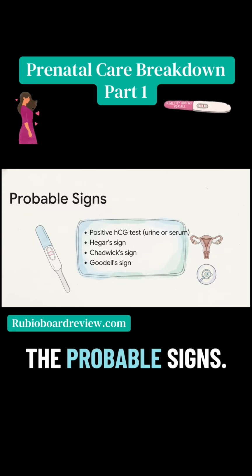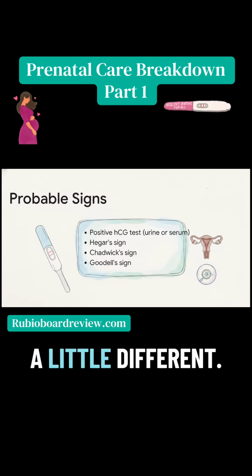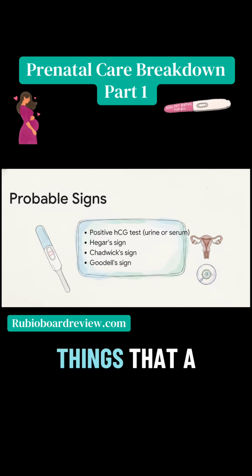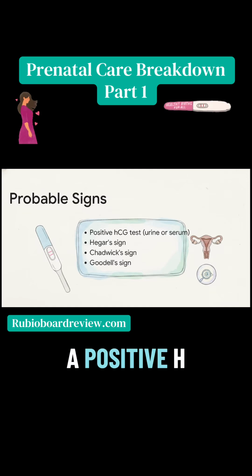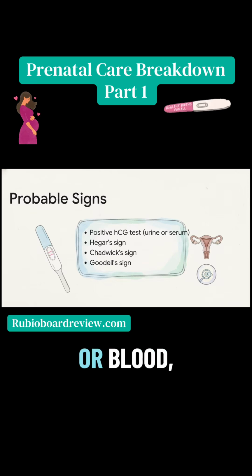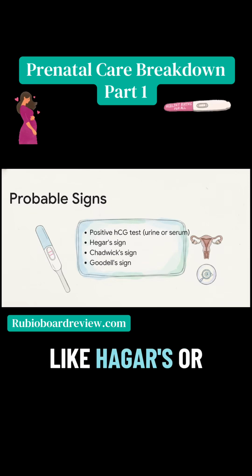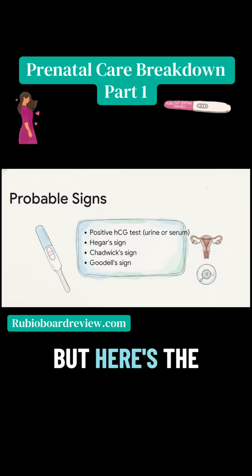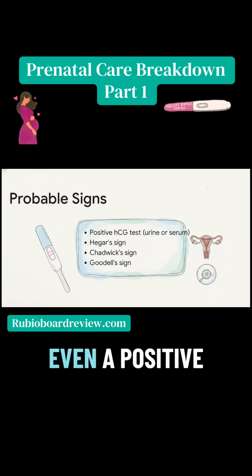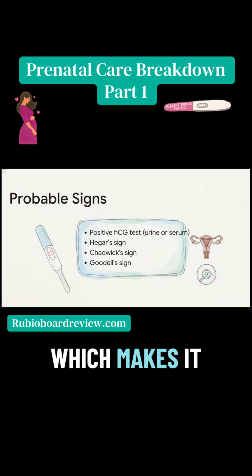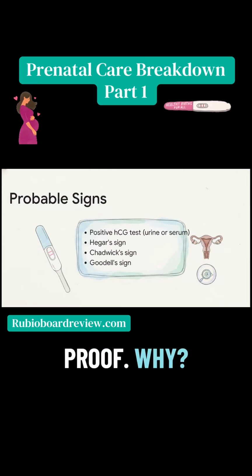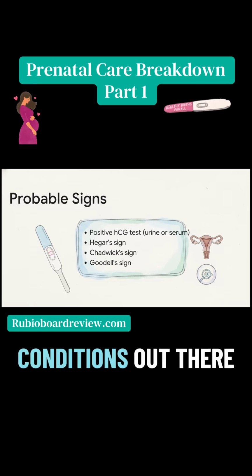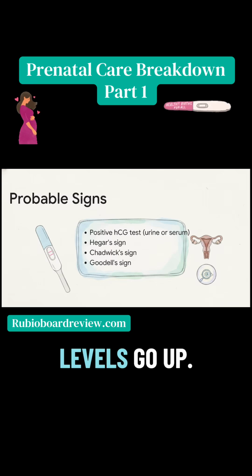Next up are the probable signs. Now, these are a little different. These are objective things that a doctor or a nurse can actually see or measure. We're talking about a positive HCG test, either urine or blood, or physical changes like Hegar's or Chadwick's sign. But here's the kicker, and this is important. Even a positive pregnancy test, which makes it highly probable, still isn't 100% proof. Why? Because there are some really rare conditions out there that can also make HCG levels go up.